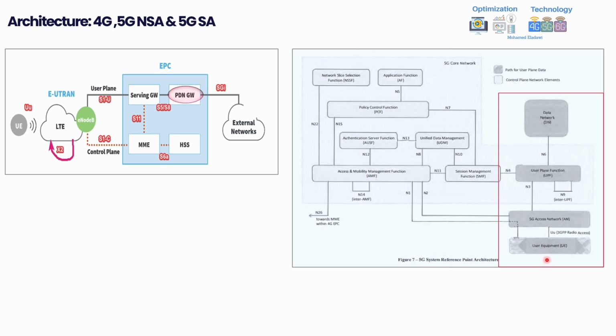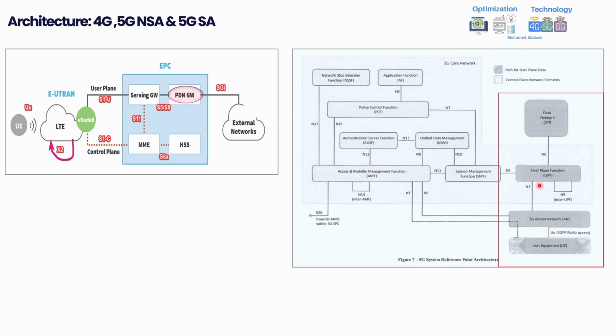You can see here, as an example, the user plane. Now the UE is connected to the 5G access network, which is the gNodeB. Then the gNodeB is connected to the UPF through the N3 interface. Then the user plane is now connected directly to the DN or data network through the N6 interface, which is similar to the packet gateway.